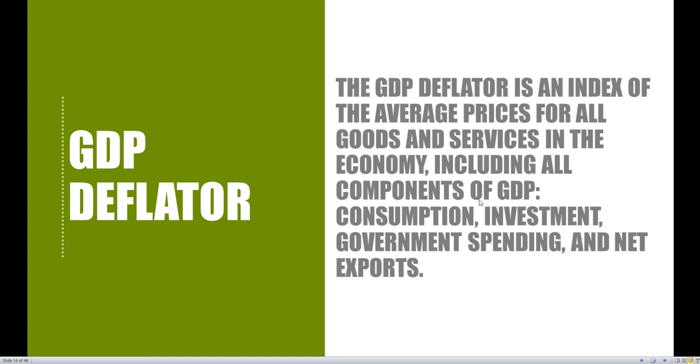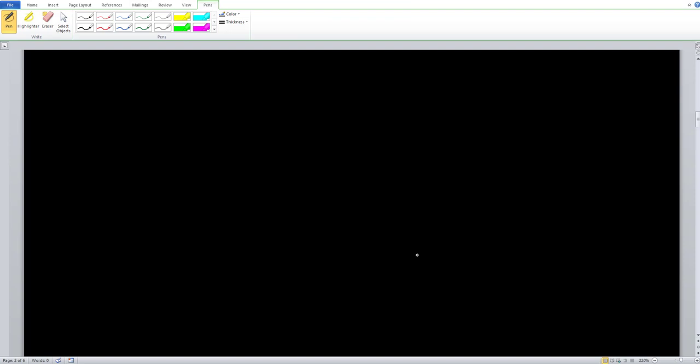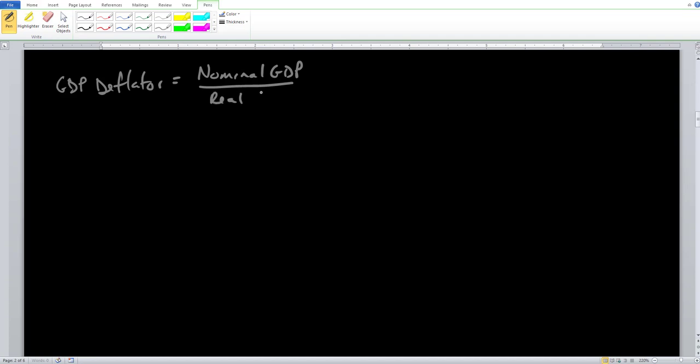As before, we have a formula in order to calculate the GDP deflator. It's just a little bit different compared to what we saw with the CPI and the PPI. There are two formulas for the GDP deflator. I'm going to give you the easy one right here. The GDP deflator is equal to nominal GDP divided by real GDP, multiplied by 100.